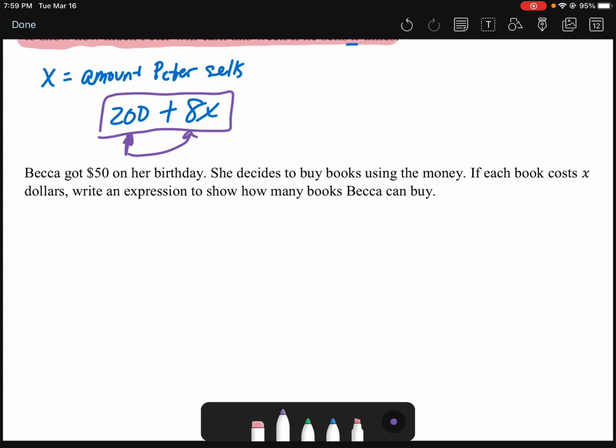All right, last one. Becca got $50 on her birthday. She decides to buy books using the money. If each book costs X dollars, write an expression to show how many books Becca can buy.